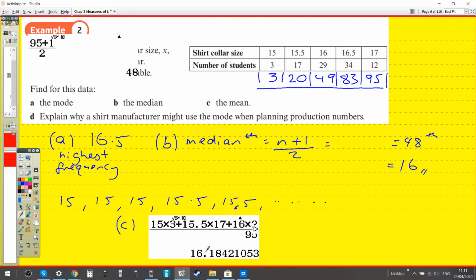So basically there is no size 16.2. Shirt size is discrete data. It's like shoe size. Even though they have like 15.5, there's no 15 and 3/4 or anything. There's no 16 and 1/4. Yes. Let's just see what they said.